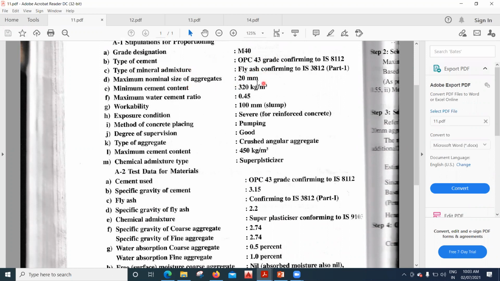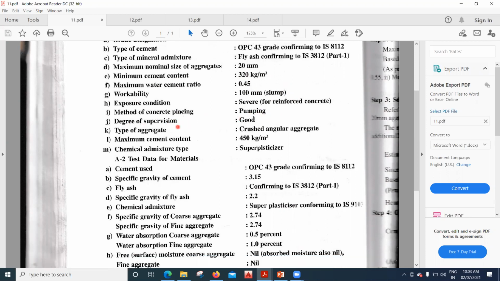Maximum nominal size of aggregate is 20 mm. Minimum cement content is 320. Maximum water cement ratio is 0.45. Again, they require a slump of 100 mm. Exposure condition is severe. Method of concrete placing: they're doing it with the help of a pump here.